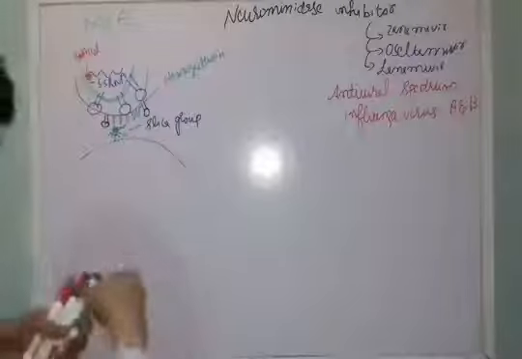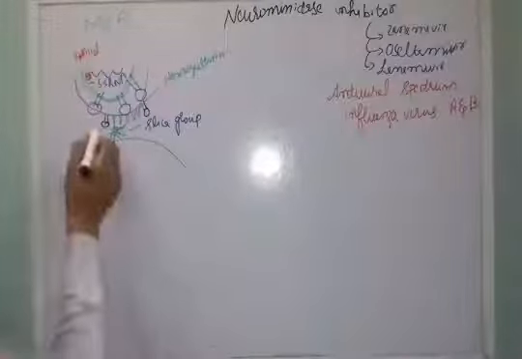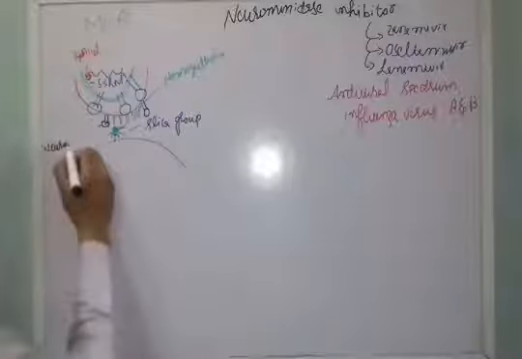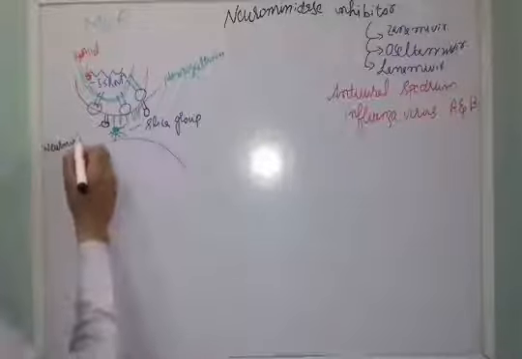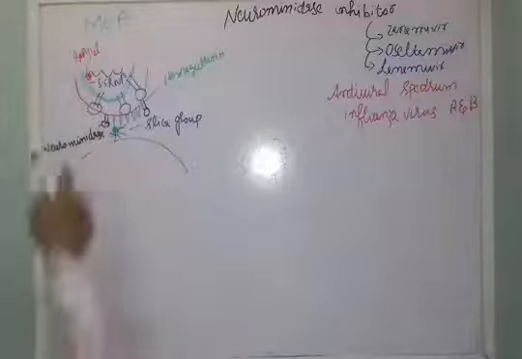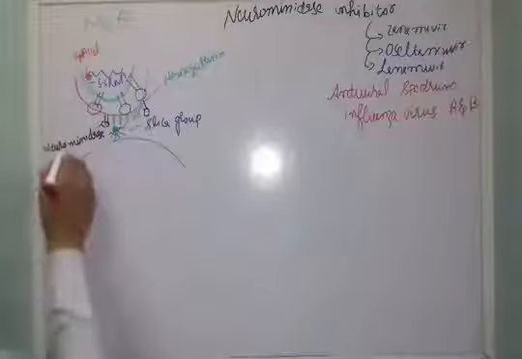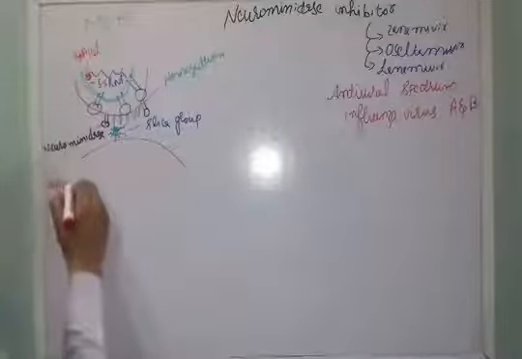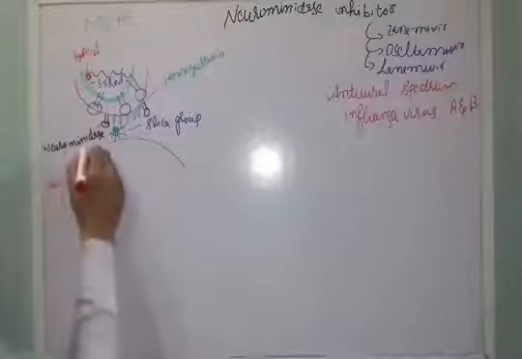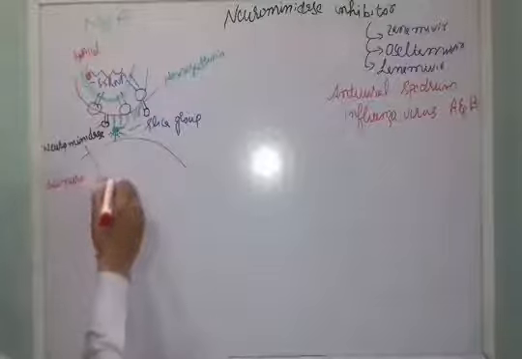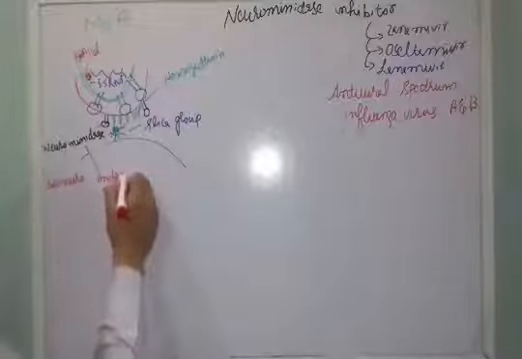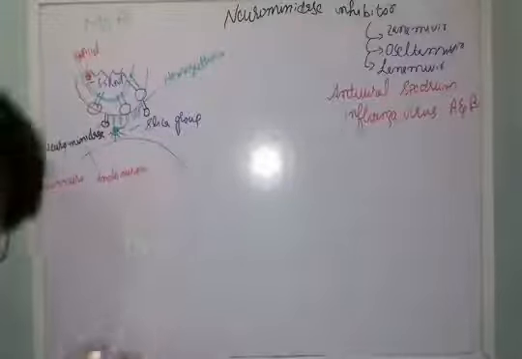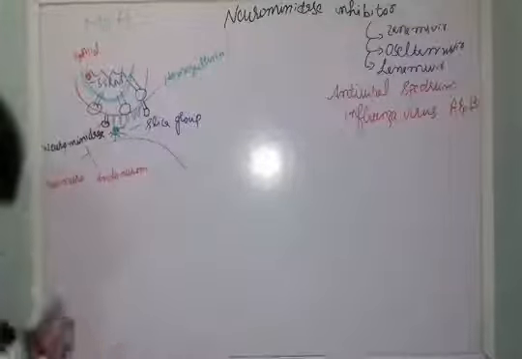This neuraminidase enzyme, let me write, neuraminidase. So they have two kinds of activity. Now let me write. One, they have exoneuraminidase, and the other they have endoneuraminidase. Fine. So they have two activities, exo or endo.